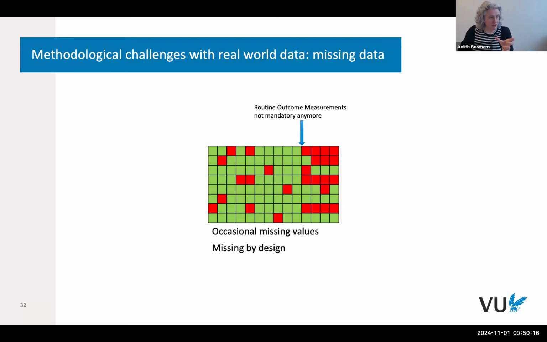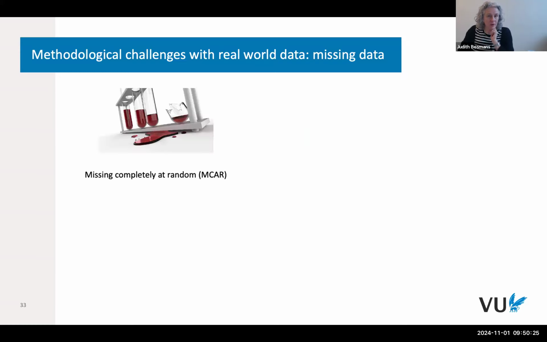You know whether there are policy decisions that may result in additional missing data, so you can account for that. The occasional missing values, however, are more problematic. So if they're missing completely at random, for example, the lab technician drops the tube of blood that you just gave for a lab test, then we say it's missing completely at random.